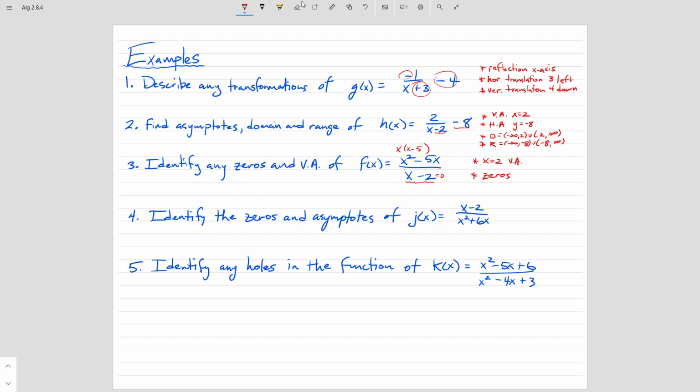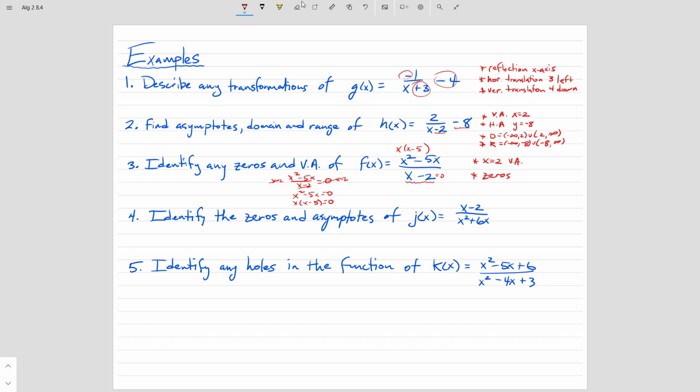Zeros are when you make this equation equal to 0. And it looks like it would be terrible, but what actually works out easy is if I multiply both sides by x minus 2, well, it cancels here. That's still 0. So then you have x squared minus 5x equal to 0. And then I'm going to factor this.